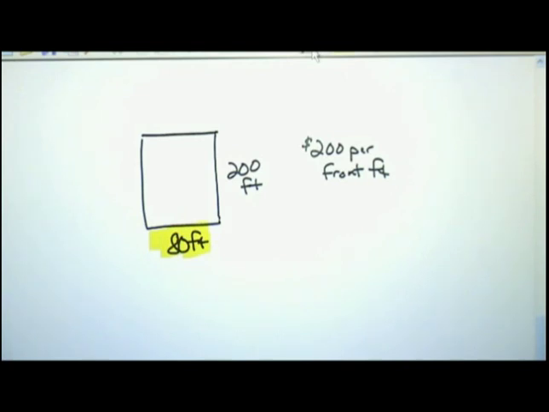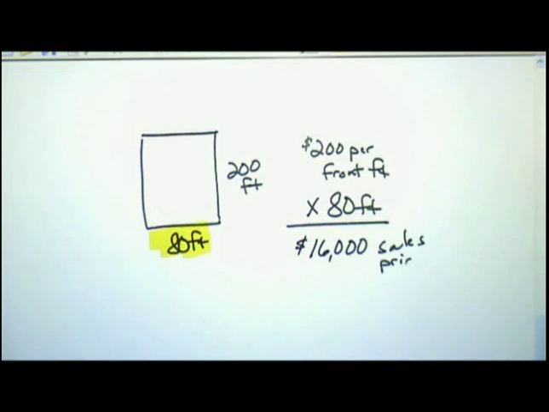So to figure out the sales price of the property, we need to take that $200 per front foot times the 80 feet that are at the front of the lot, which gives us a sales price of $16,000. From here, we can figure out what our commission is. If we take our $16,000 times our 10% commission, that gives us a total commission of $1,600.